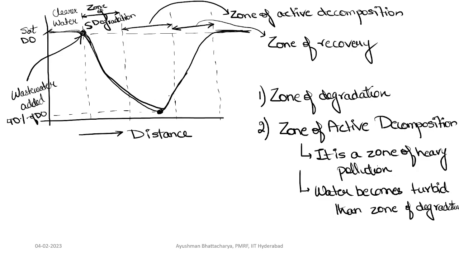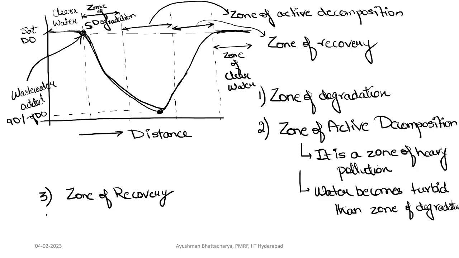And the other is the zone of recovery. This is the zone of recovery because the DO level is rising now. So DO content rises above 40% of the saturation value. And after this zone is the zone of clear water. So basically, there are four types of zone. One is the zone of degradation. Second is the zone of active decomposition. Third is the zone of recovery, where BOD falls down. And the fourth is the zone of clear water.